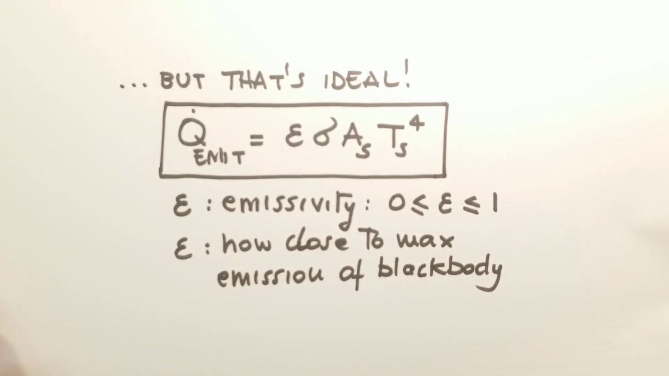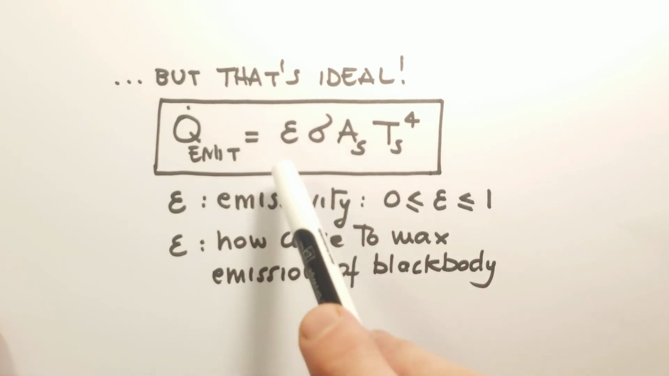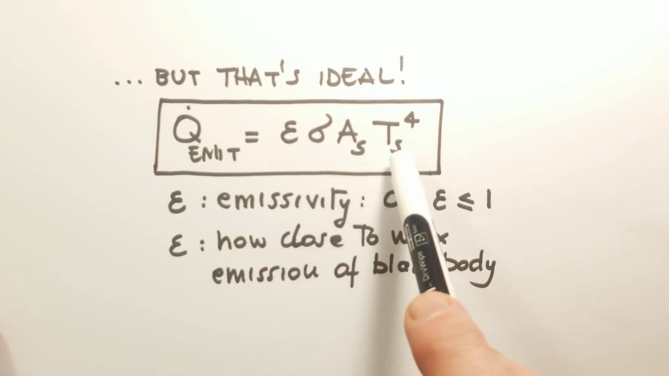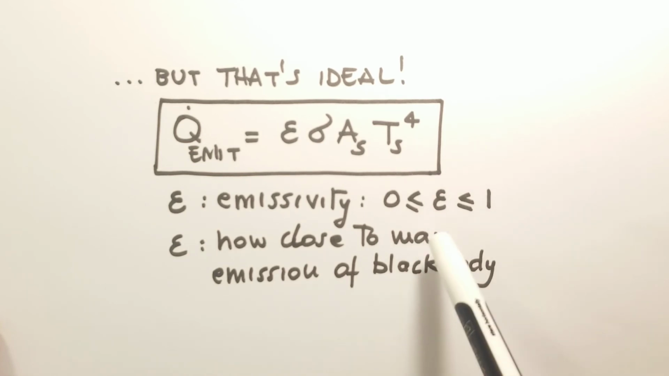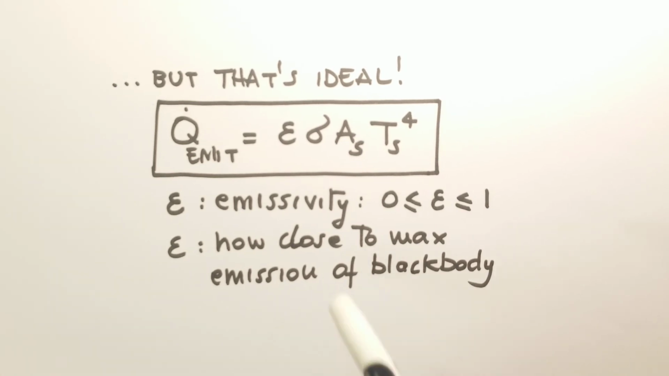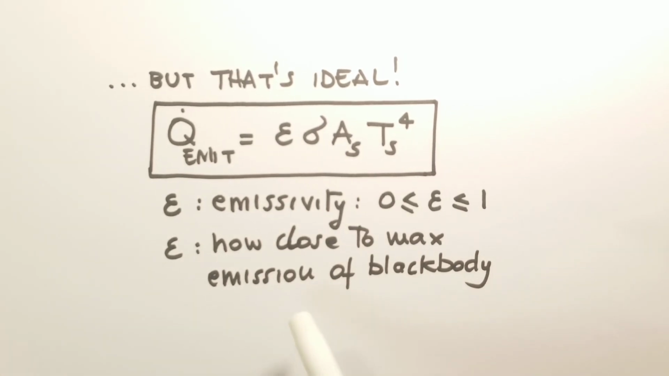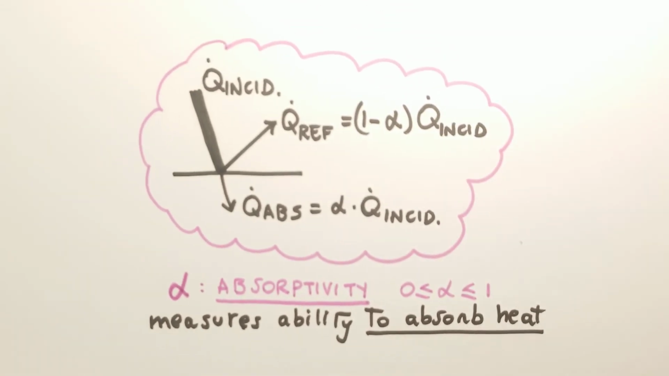In reality, we have a smaller heat transfer by radiation, so we have to multiply these quantities by epsilon. Epsilon is the emissivity, a non-dimensional number between 0 and 1. So the closer epsilon is to 1, the closer the value of heat emitted is to that of a black body. So this is for emission of heat from a surface.